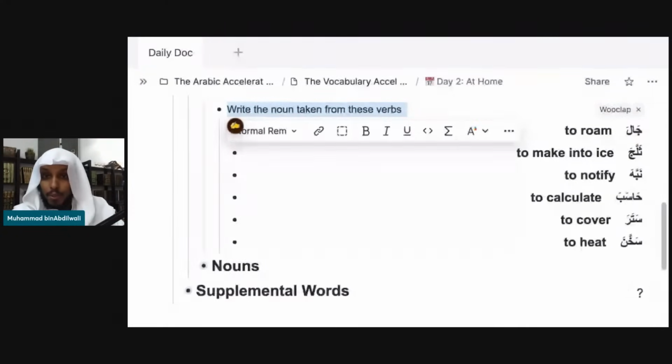Okay, so write the noun the verb satara has been taken from. Okay, the question is now on WooClap.